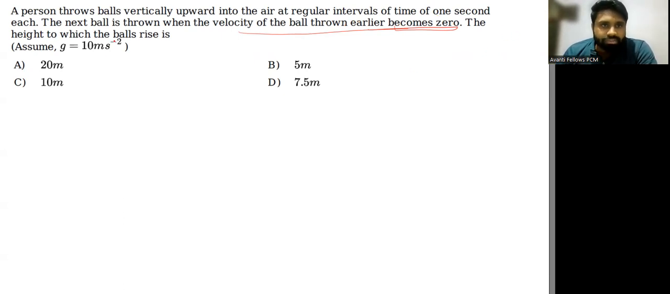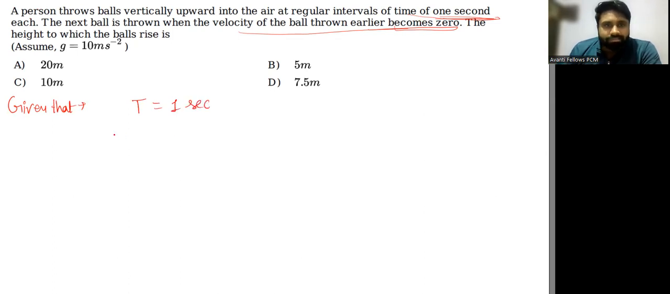Now, the height to which the ball rises is asked, and another hint given is that the regular interval of time between throws is 1 second, which means in 1 second the ball will reach the maximum height and then come back again. So the time to achieve the maximum height is 1 second here. It is given that time is 1 second.